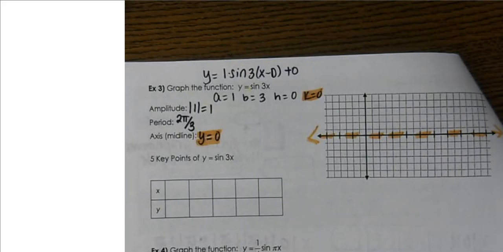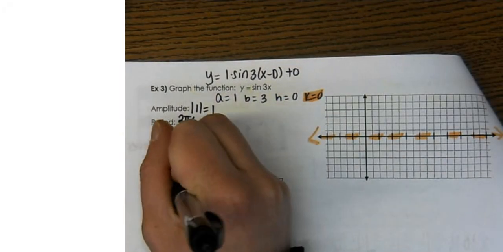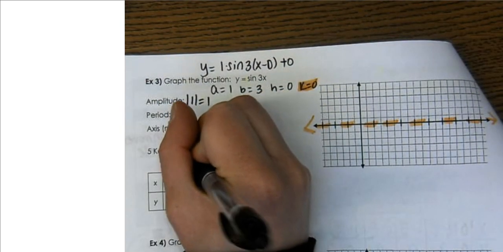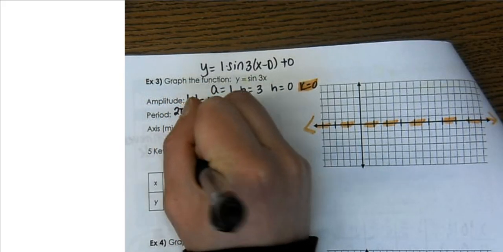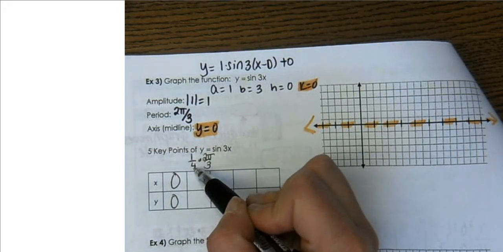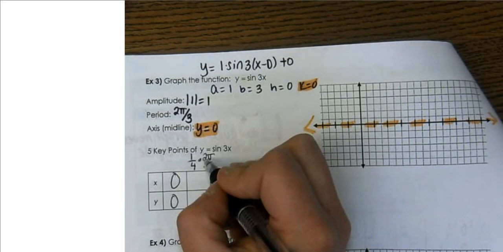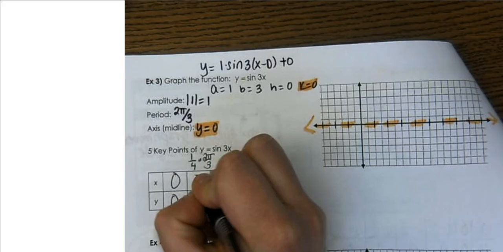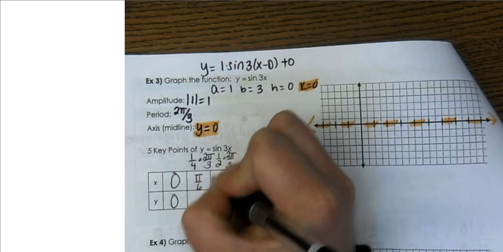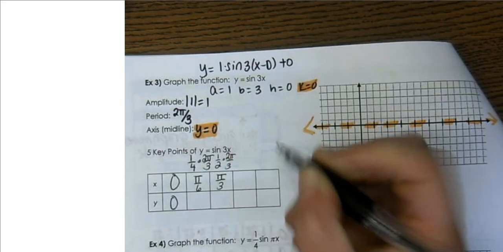Now we have to come up with our 5 key points. And since this function is sine, I'm going to start off by plotting 0, 0. Then I'm going to take 1/4 times my period of 2 pi divided by 3. Basically, the 2 over the 4 becomes a 2 in the denominator, or you can also view it as 2 over 12, which reduces to pi over 6. Then half of 2 pi over 3, the 2's cancel away, and we have pi over 3, which is basically 2 pi's over 6.